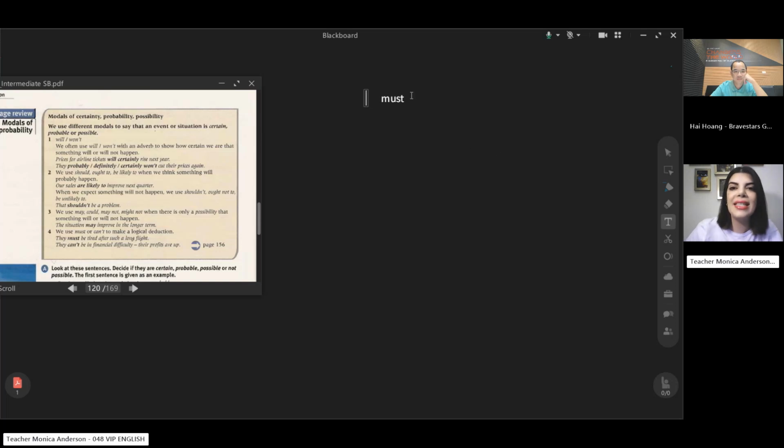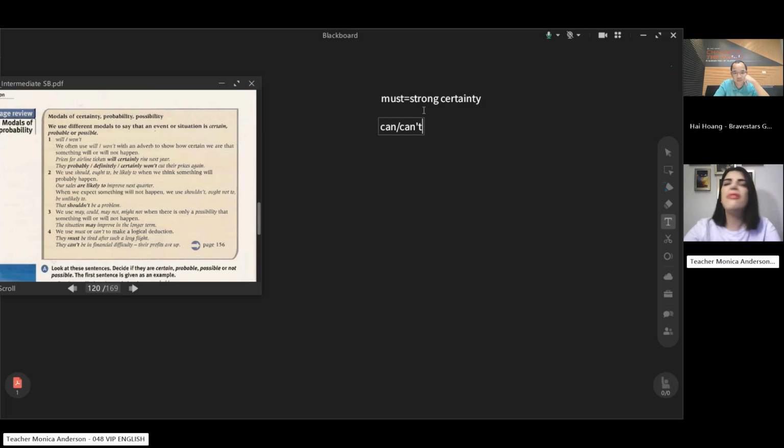So that is strong certainty. This is the first one. Well, we have another one that is can or can't. So we have can and can't. Again, they are used to indicate strong certainty, but when we say can't, it means something is not true. But again, strong certainty. So this is the second one that you can use.